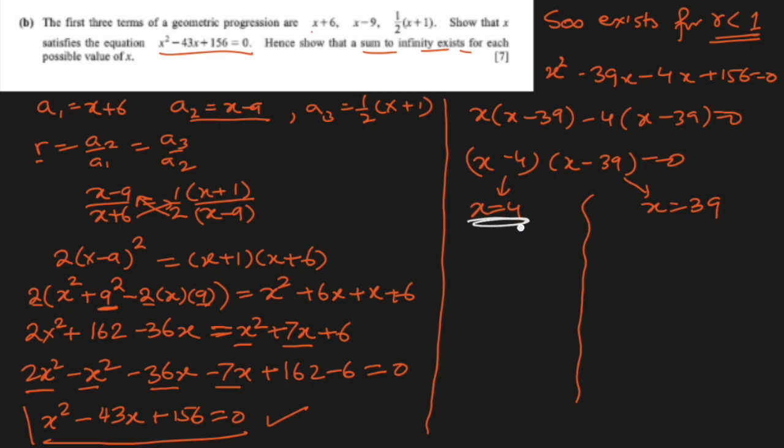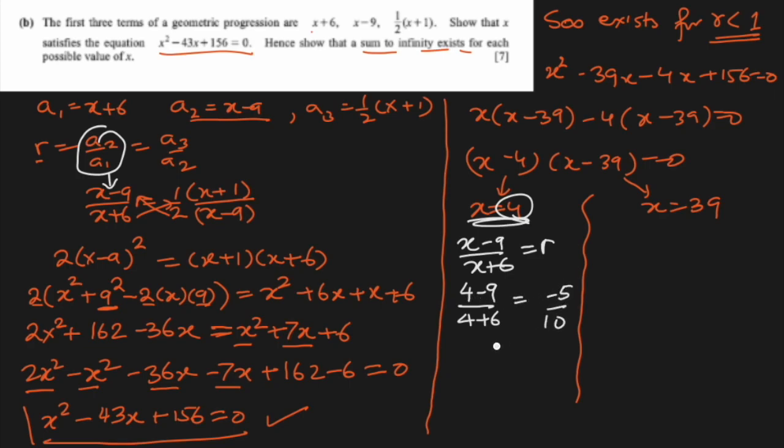So when x is equal to 4, I'll take this one, which is r equals x minus 9 over x plus 6. X is 4. 4 minus 9 over 4 plus 6 is how much? Minus 5 over 10, negative 1 over 2. Less than 1 or greater than negative 1.